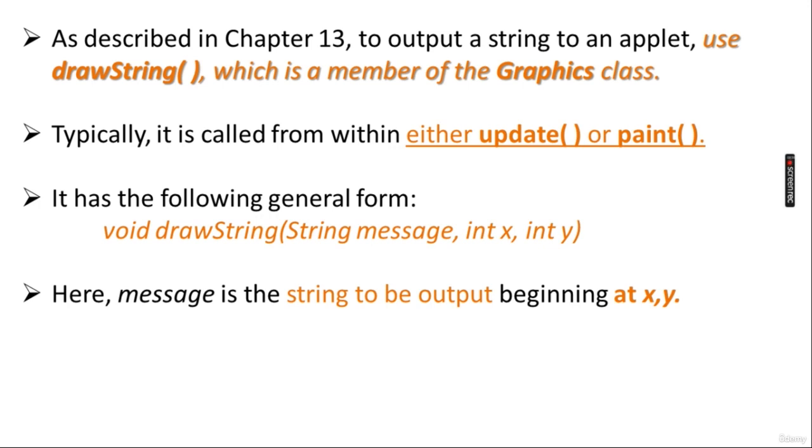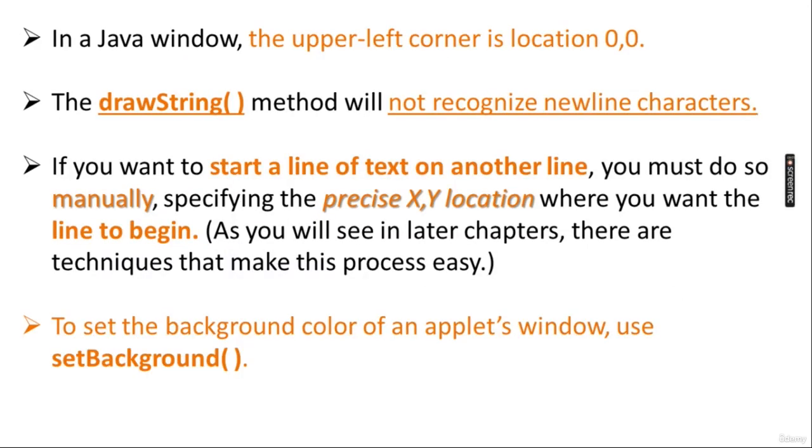Okay, to output a string to an applet, use the drawString method, which is a member of the Graphics class. It is called from within either the update or paint method. The general form is: void drawString(String message, int x, int y). How to draw a string? First is the string message, then the x and y coordinates. The message string is to be displayed beginning at the x and y coordinates. The upper left corner starts with 0 and 0, that is x coordinate 0, y coordinate 0.